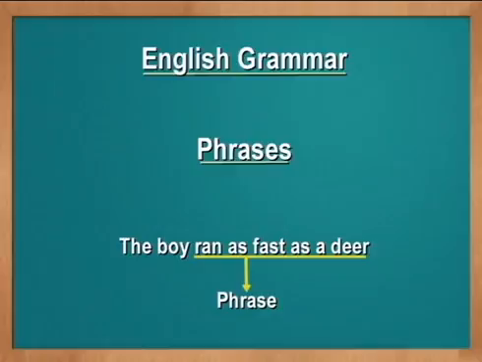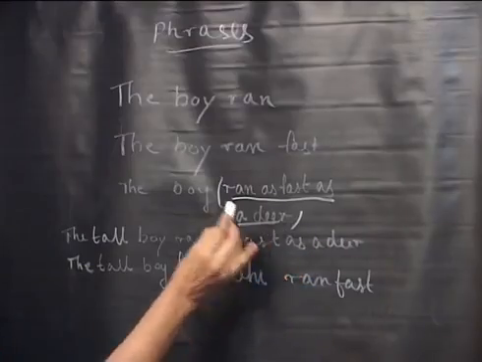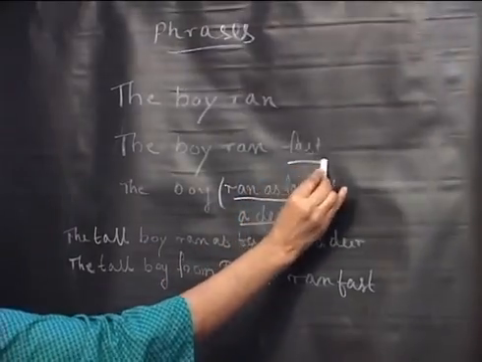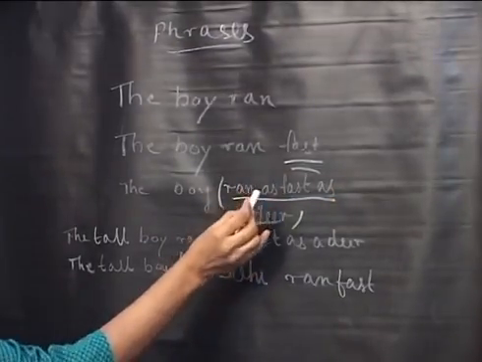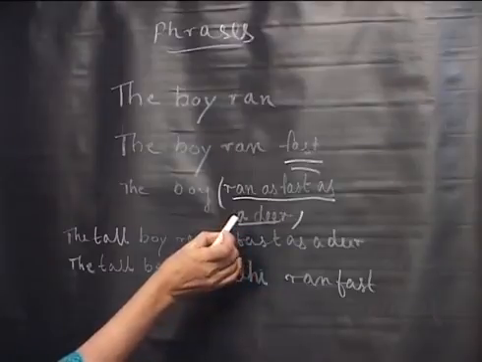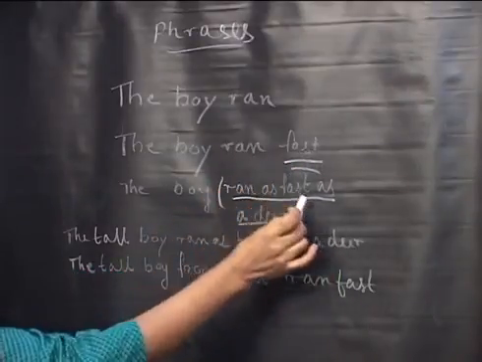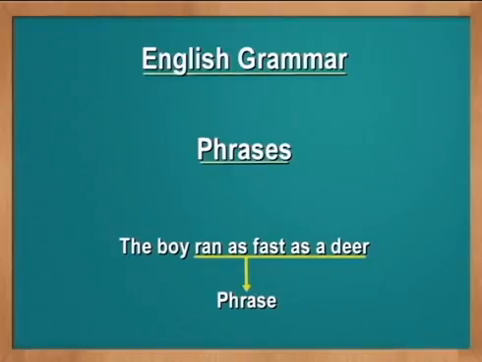Now, this group of words also does the same function as that of fast. In fact, this is doing the same function of fast. These extra words, the entire group of words, we call a phrase.